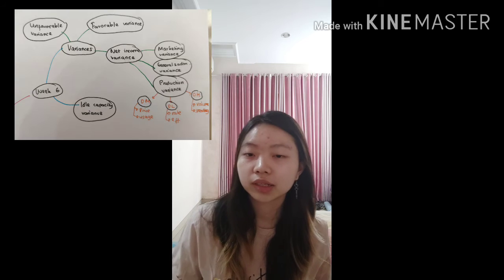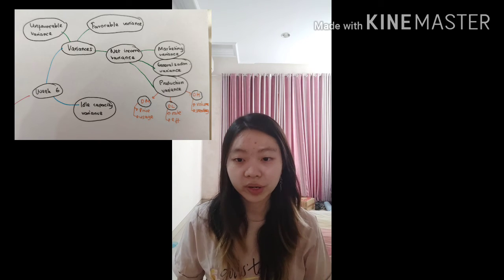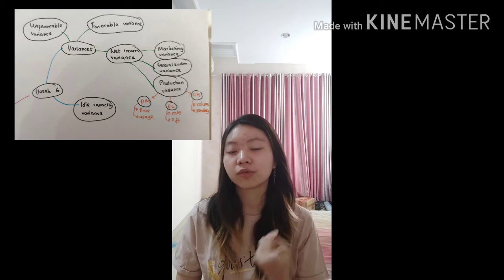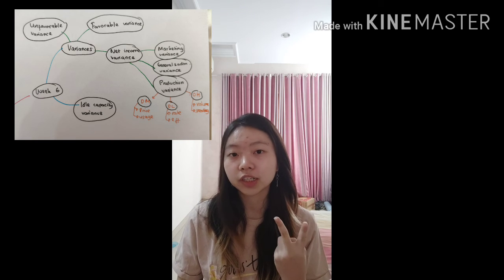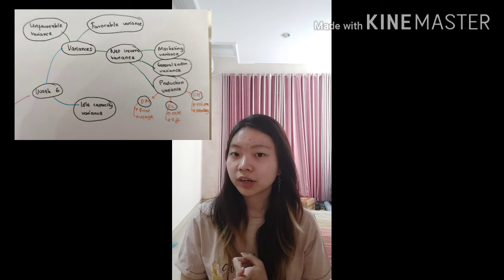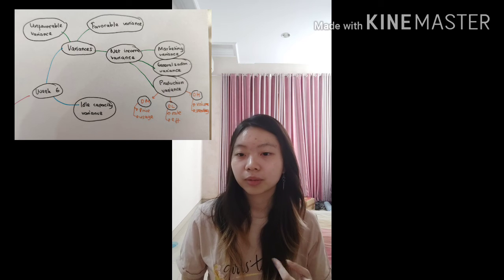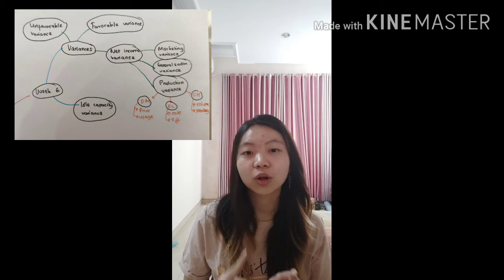And then lastly, in week 5, we learn about the variance. There are 2 types of variance, unfavorable variance and favorable variance. But unfavorable variance doesn't always mean bad, and favorable variance doesn't always mean good, because if they use low quality materials, then it's a favorable variance, but it's not good for the company.